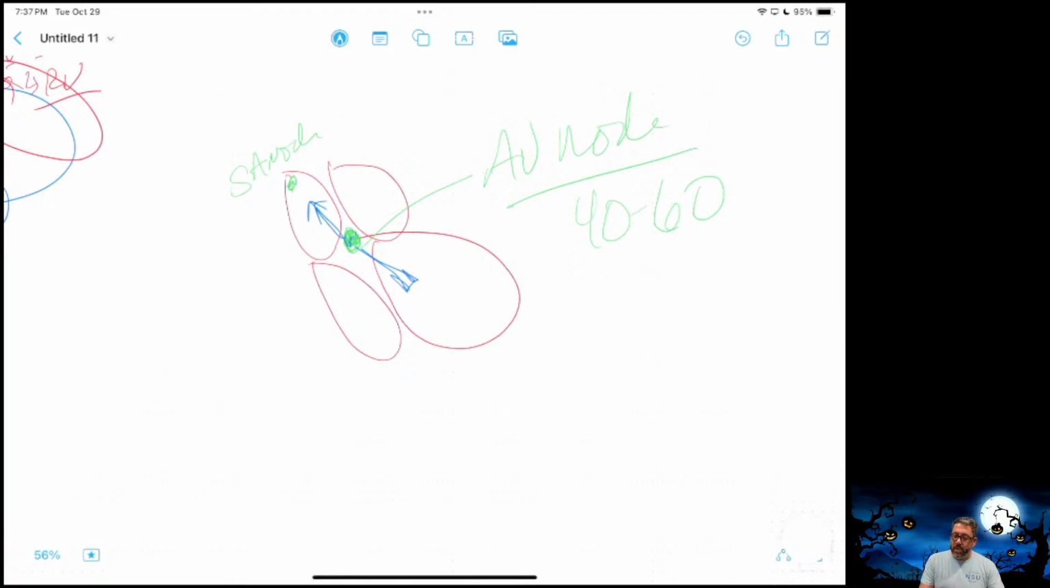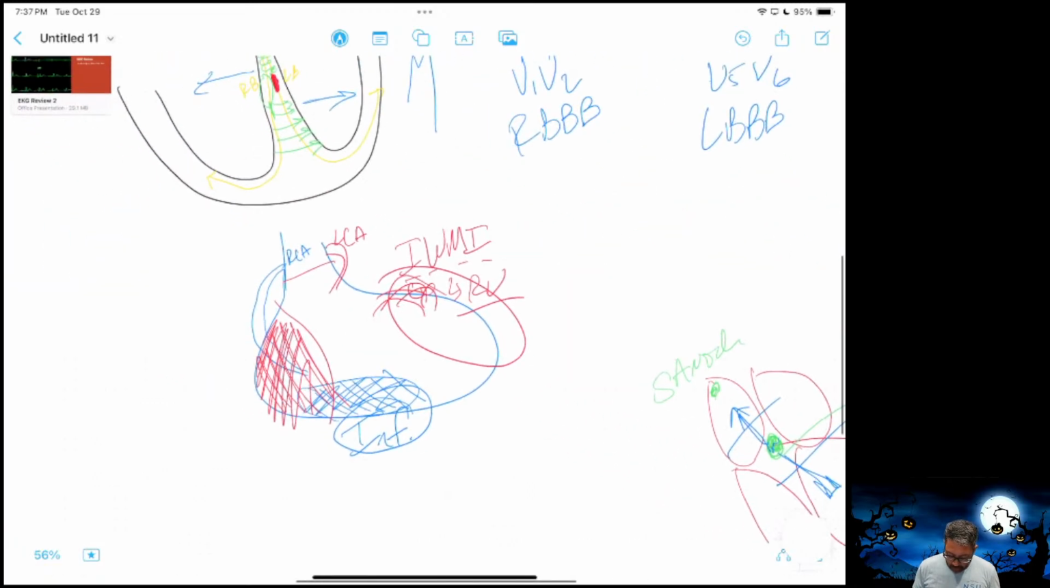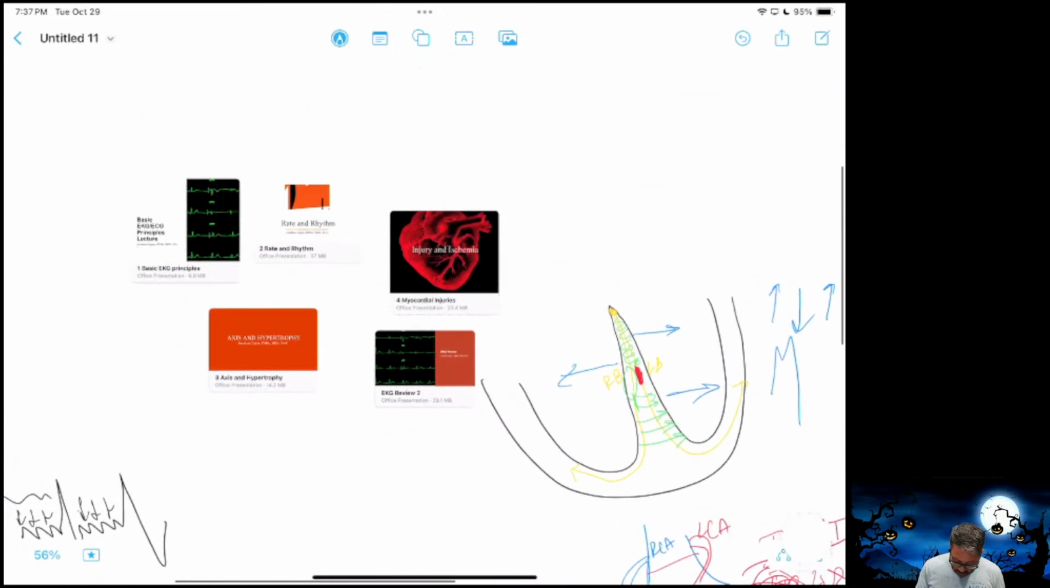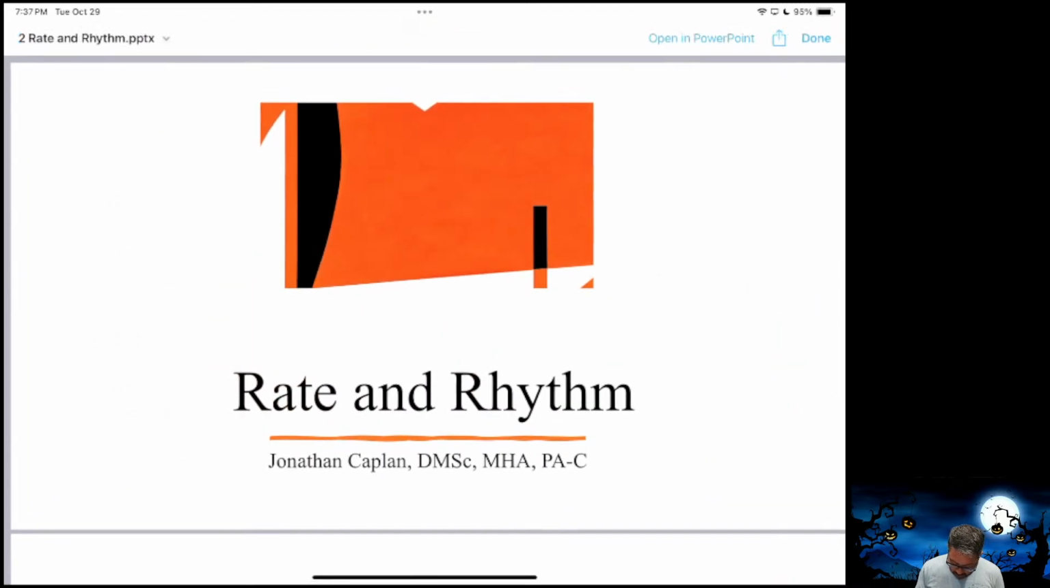But what you don't see are P waves. Why don't you see P waves? Because they're buried inside the QRS. Because it happens at the same time. They're both depolarizing at the same time. Ventricles have a much bigger mass. They're going to blend out the P waves. So let me go to junctional rhythms now.